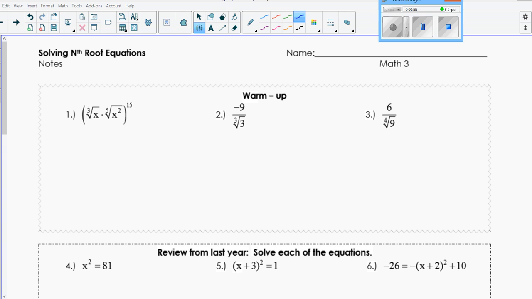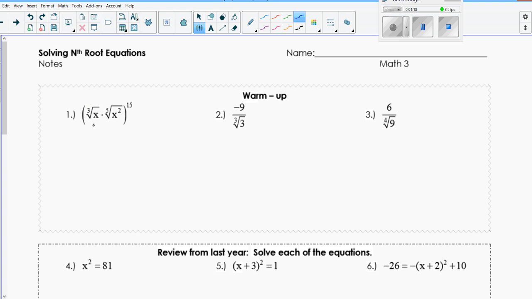Okay, so I'll do the warm-up with you guys just as a review and some refresher since this is kind of what some of the material that the quiz will be on. Alright, so if you notice, we have these two things that we are multiplying, these roots, and we're raising it to the 15th power. We cannot multiply the x and the x squared because this is a cube root and this is a fifth root. Since they're not the same, we cannot do x times x squared.